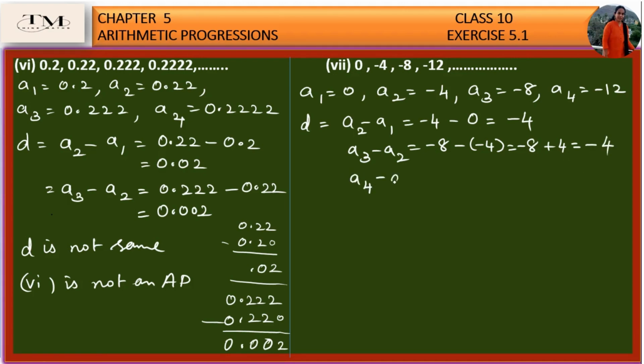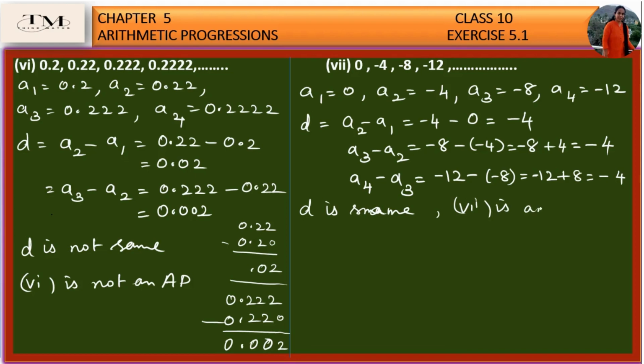Next A4 minus A3. A4 is minus 12 minus A3 is minus 8. So minus 12 minus into minus is plus 8. So signs are different. We have to subtract and the bigger number has negative sign. So it is minus 12 plus 8, which is minus 4. So here we have D is same. So if it is same, then it is an arithmetic progression. So seventh problem is an AP.